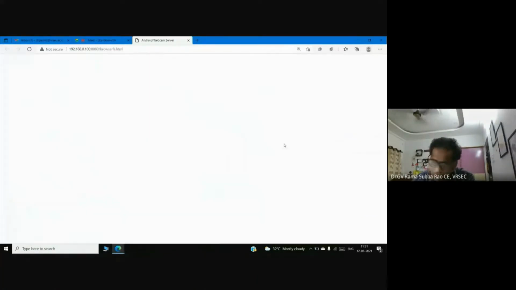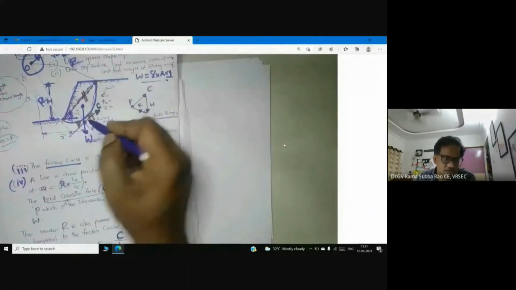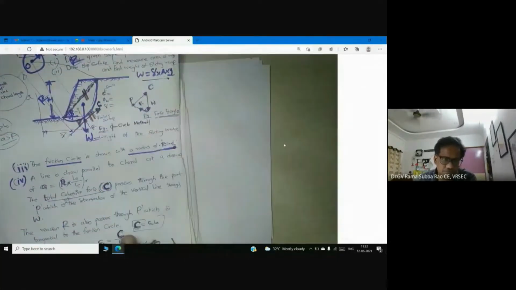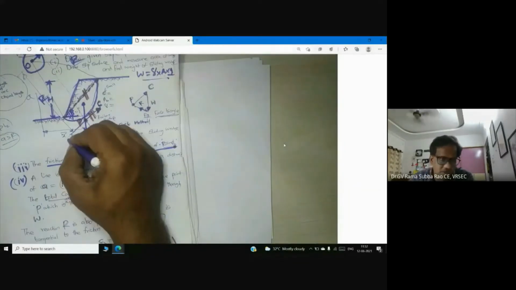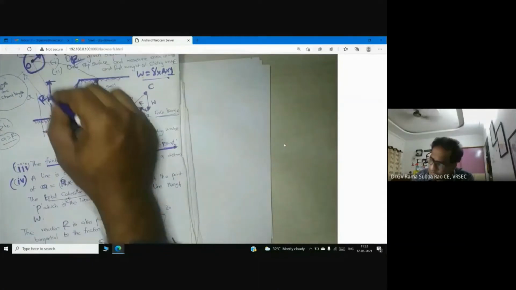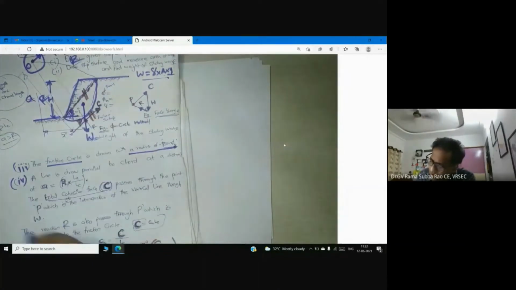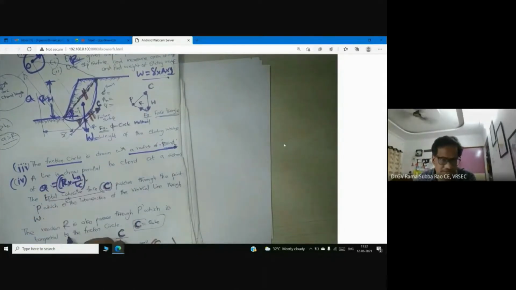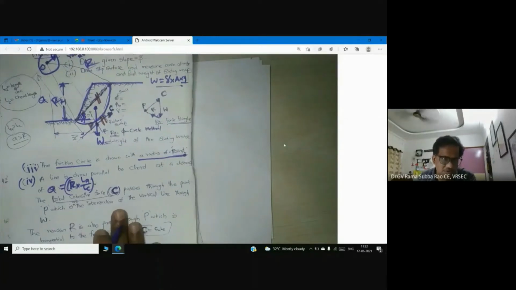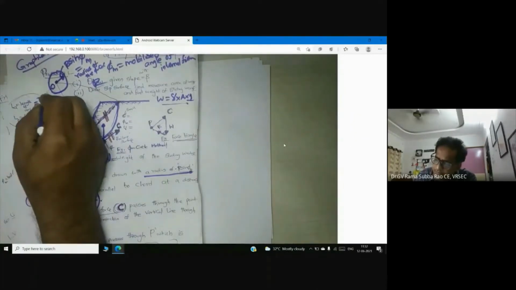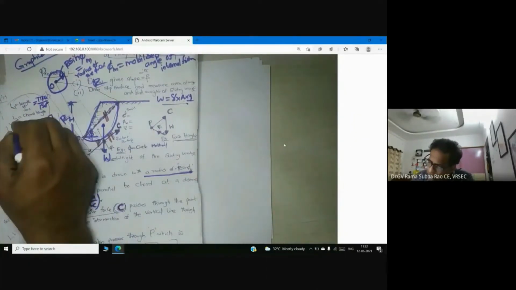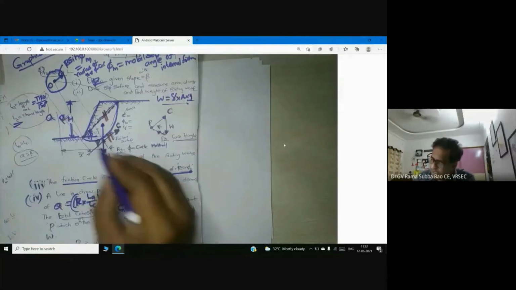Now the distance from the center of rotation to this line is small a. Here small a is equal to r into LA by LC. Someone can ask me, sir, what is LA? What is LC? I can tell you. LA means length of the arc, pi r theta by 180. LC is the length of the long chord. This is LC.